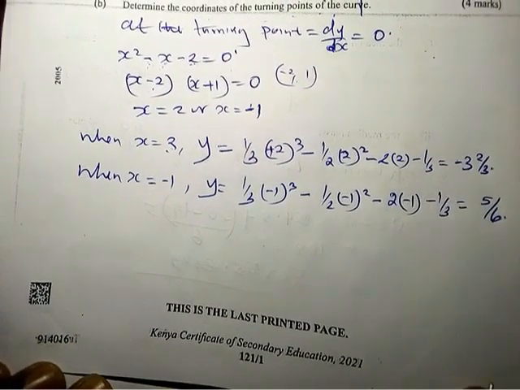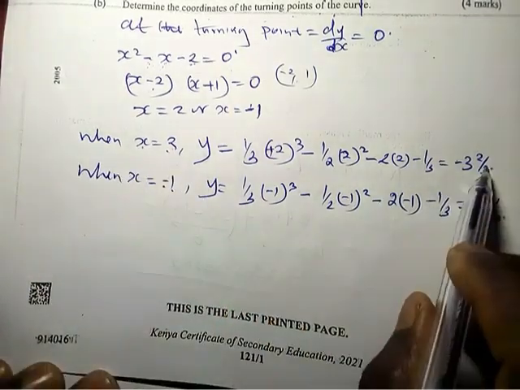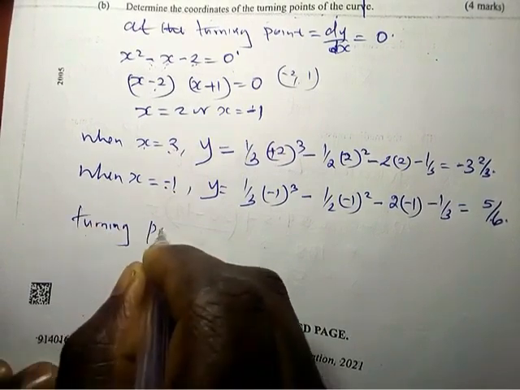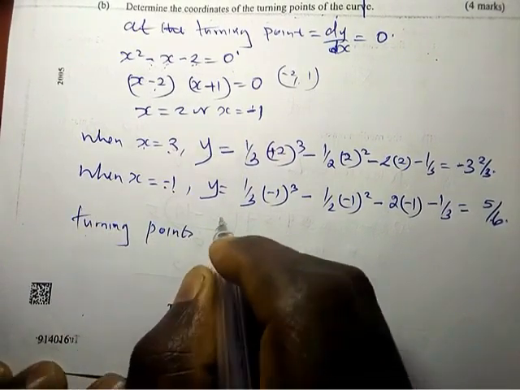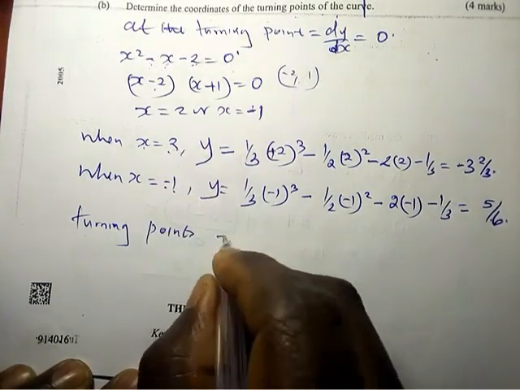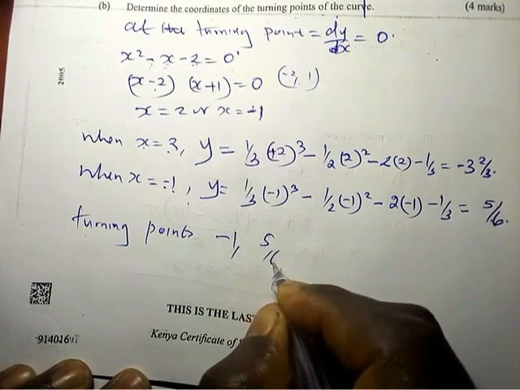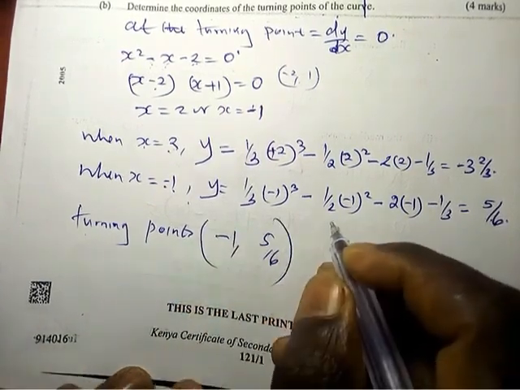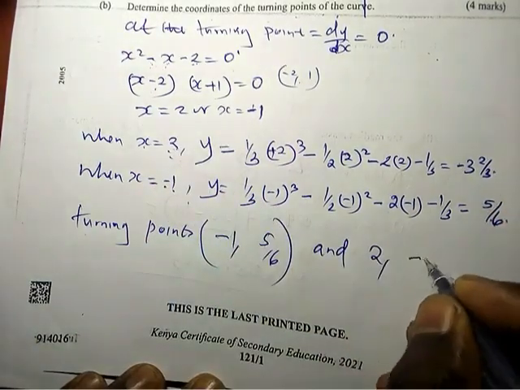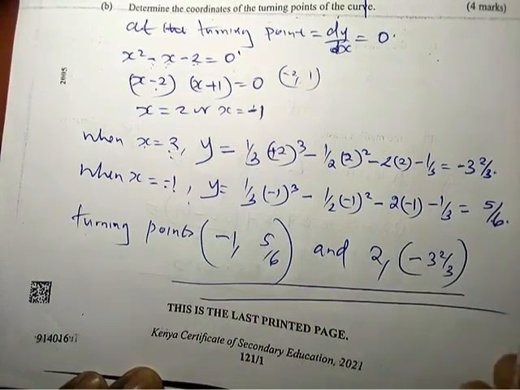So for the turning points, now we have the value of x and the value of y. The first one is negative 1, 5 over 6. And when x is 2, y is negative 3 and 2 over 3. And these I call the turning points.